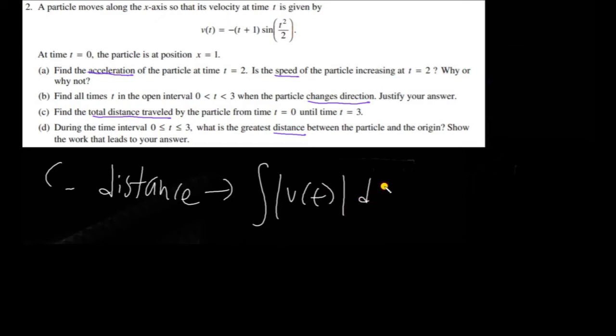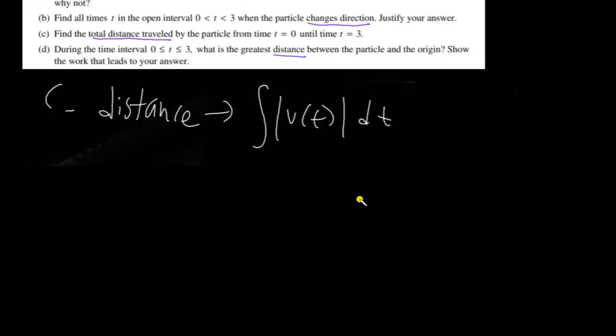Part C. Find the total distance traveled by the particle from time t equals 0 to t equals 3. Keyword here, total distance. When you think of distance in general, distance is the integral of the absolute value of velocity. This is what should come to your mind. It's the integral of speed, and speed is the absolute value of velocity. Since they want the distance between 0 and 3, we can just take this integral between 0 and 3. So the integral from 0 to 3 of the absolute value of the velocity function.